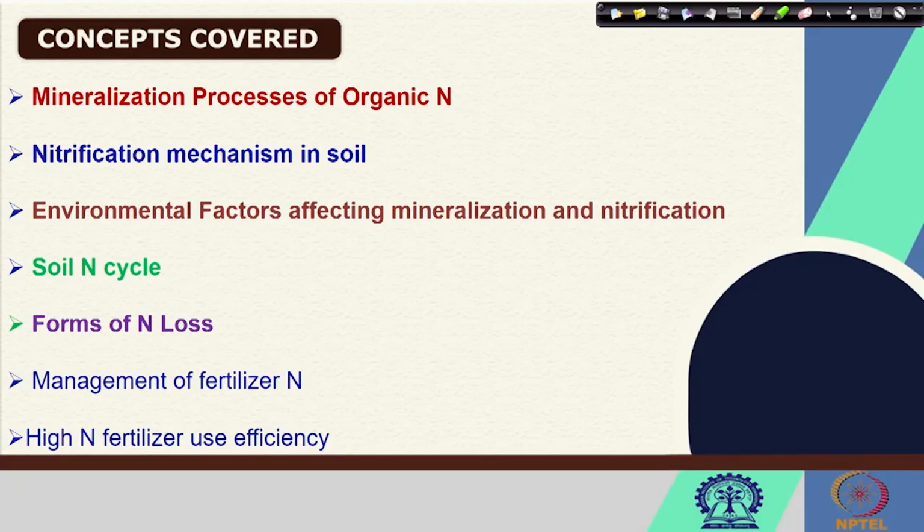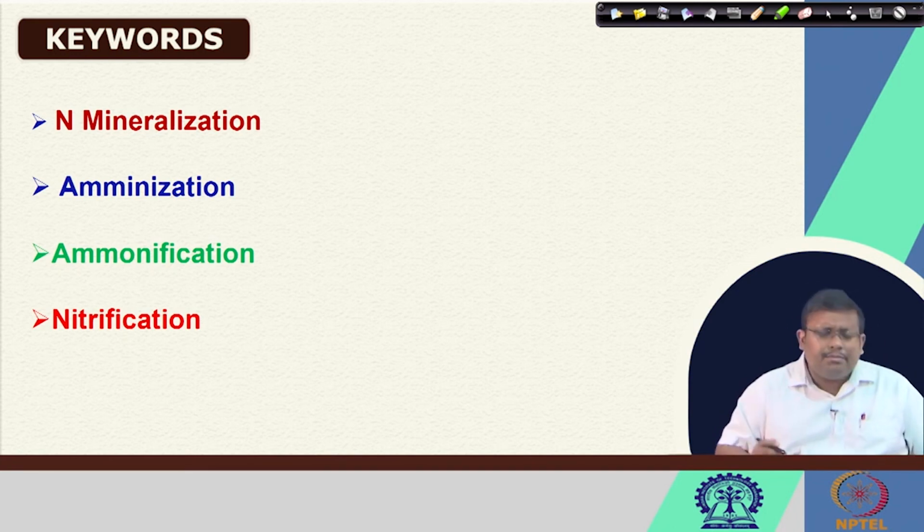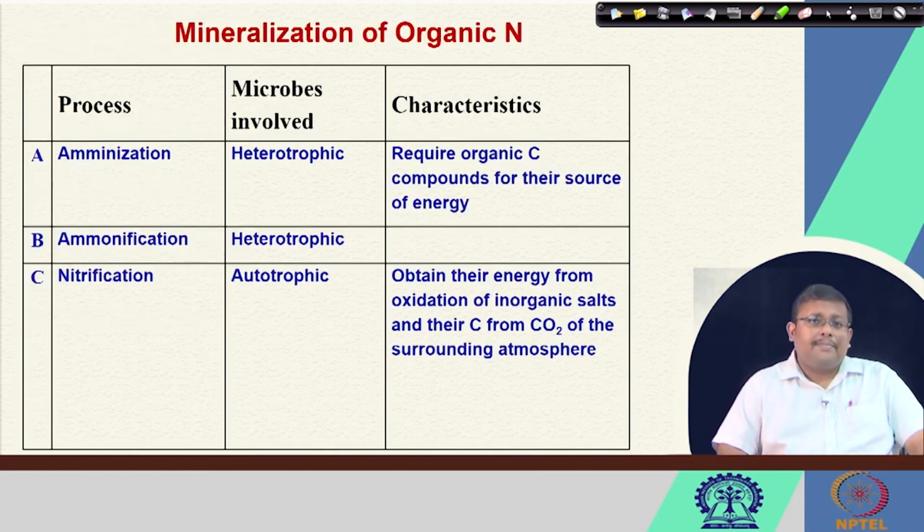We are going to discuss in detail the mineralization processes of organic nitrogen, then the nitrification mechanism in soil, then the environmental factors affecting mineralization and nitrification, then the soil nitrogen cycle, forms of nitrogen loss, management of fertilizer nitrogen and high nitrogen fertilizer use efficiency. All these issues we are going to discuss in this lecture, and the keywords are: nitrogen mineralization, aminization, ammonification and nitrification. These are important processes we are going to discuss in detail.